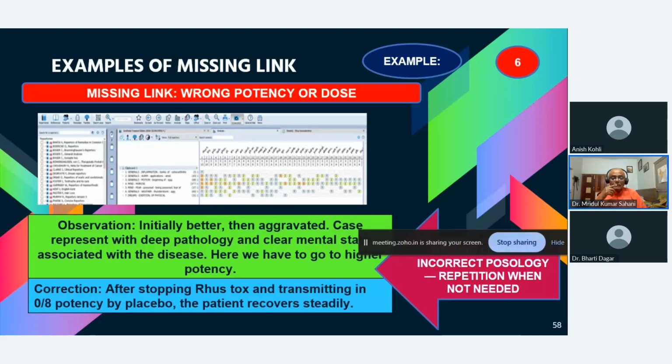So what we did, we prescribed again, because the totality was very high. I prescribed with 0/8 potency, and the patient recovered steadily. The 0/3 potency, which didn't work properly, was removed, and the patient was cured with that 0/8 potency. So the right potency is also very important in this case.